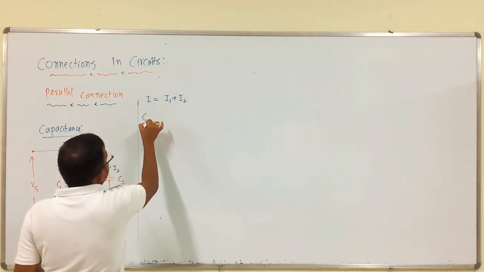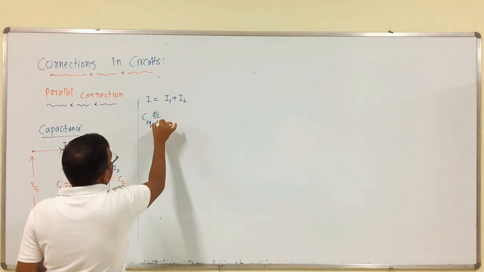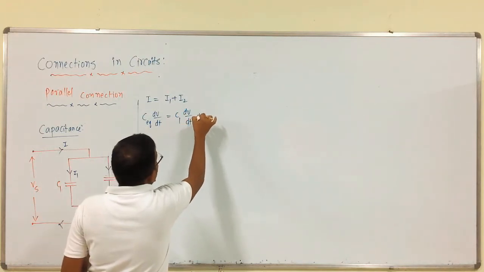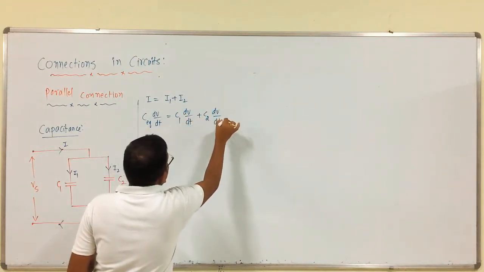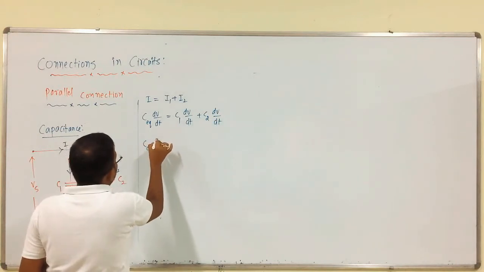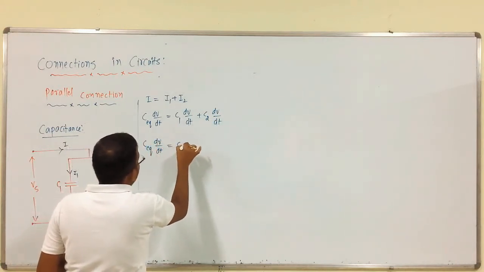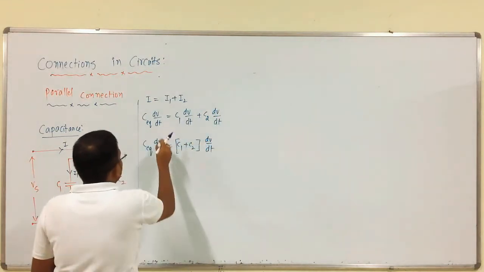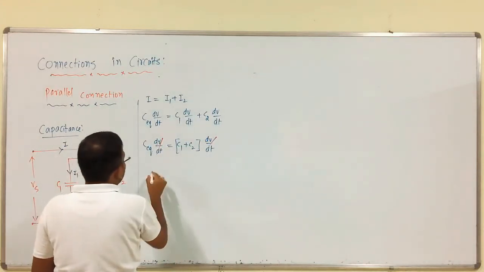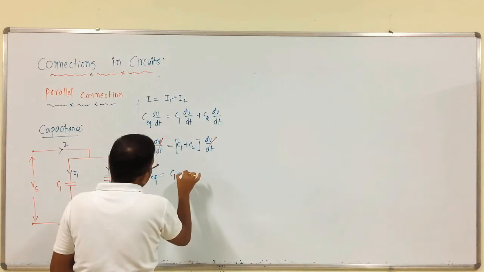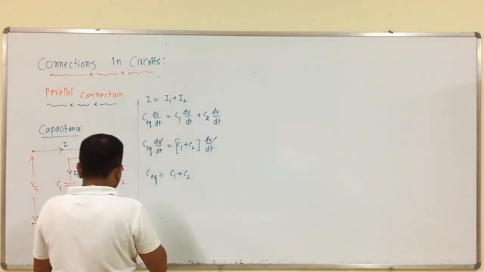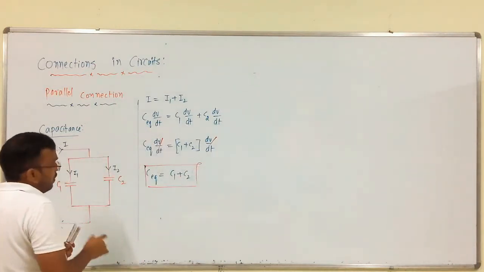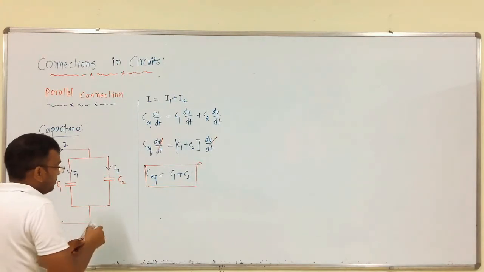So, I equals what? C equivalent dV by dt, right, C into dV by dt, like that: C1 dV by dt plus C2 dV by dt. Therefore, C equivalent dV by dt, you can take common dV by dt. So dV by dt gets cancelled, therefore C equivalent is equal to C1 plus C2. So, this is the equivalent capacitance when two capacitors are connected in parallel.